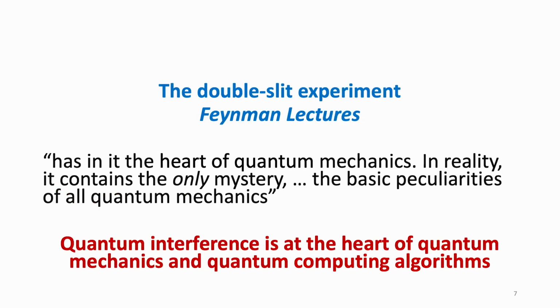If you look at the double-slit experiment in the Feynman lectures, this is what he wrote. He said the double-slit experiment has in it the heart of quantum mechanics. In reality, it contains the only mystery, the basic peculiarities of all quantum mechanics. And as I mentioned, quantum interference is really the heart of quantum algorithms. So we'd like to connect the two in the field of chemical reactions. This is really the goal here.